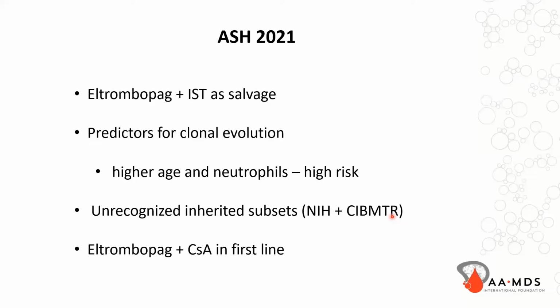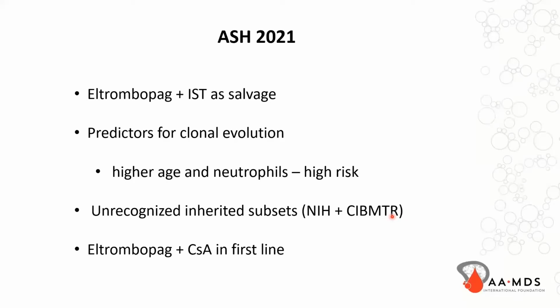So this study raises the question that maybe we should be looking at these, because they were unrecognized inherited subsets, meaning that at the time they were unrecognized because the sequencing wasn't done. But what the data showed was that in retrospect, those patients who had mutations associated with constitutional or hereditary forms of marrow failure, and there are some genes associated with that which were identified, didn't do as well as those patients who did not have these mutations.